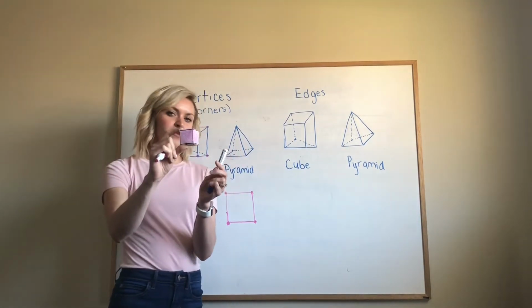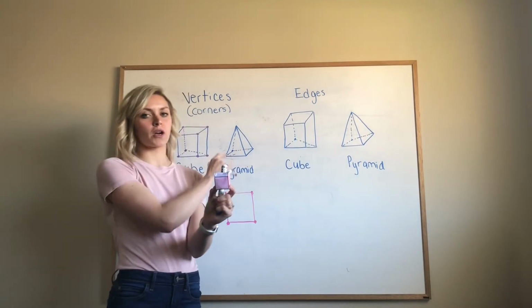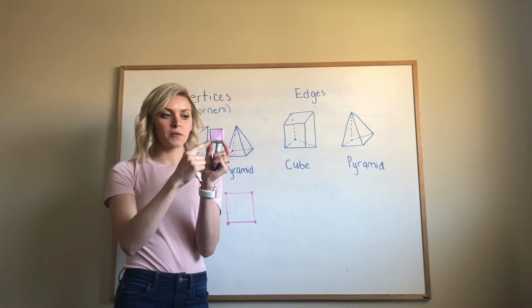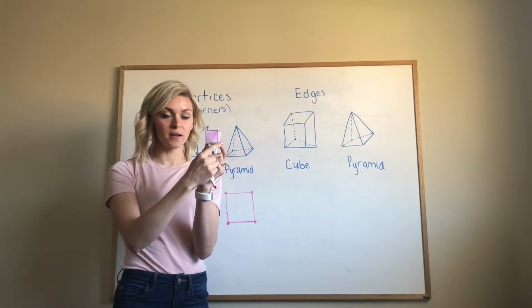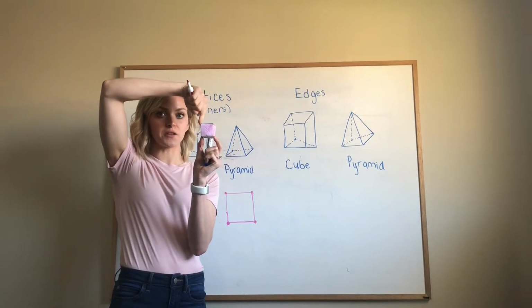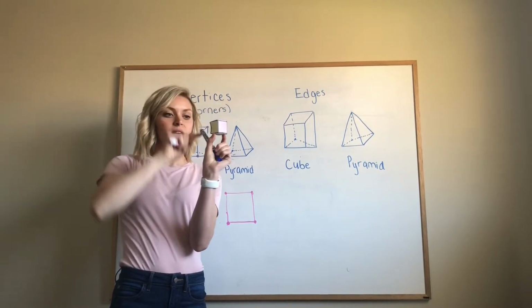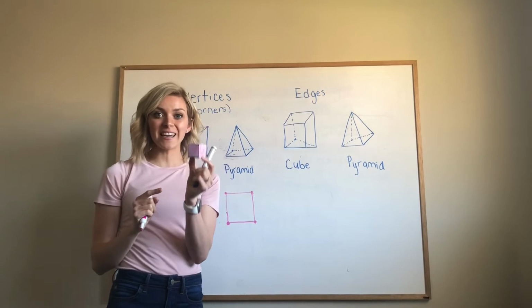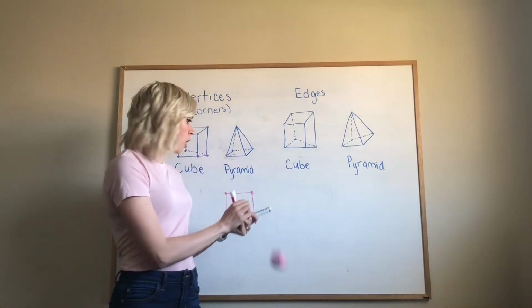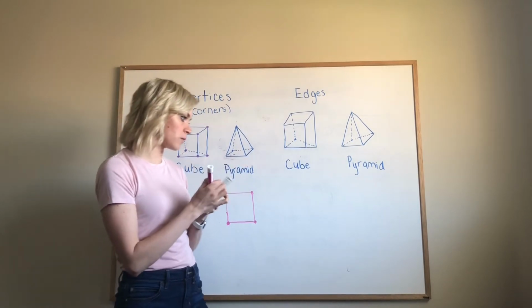Let's count on our cube just to remind ourselves one more time if it was hard to follow along on my drawing. 1, 2, 3, 4, 5, back here, 6, and the 2 at the bottom, 7, and 8. 8 corners or vertices. Let's count for our pyramid now.